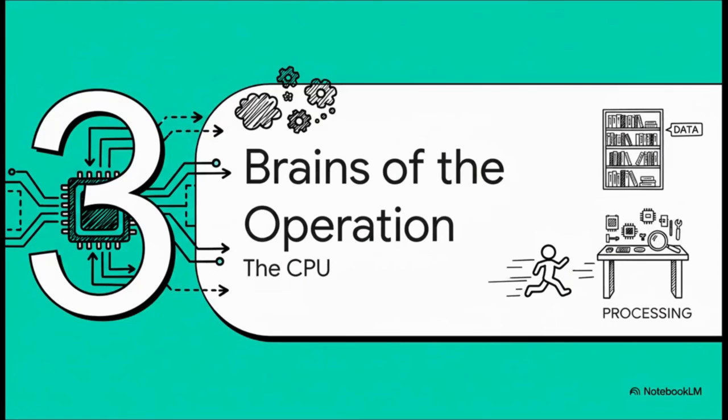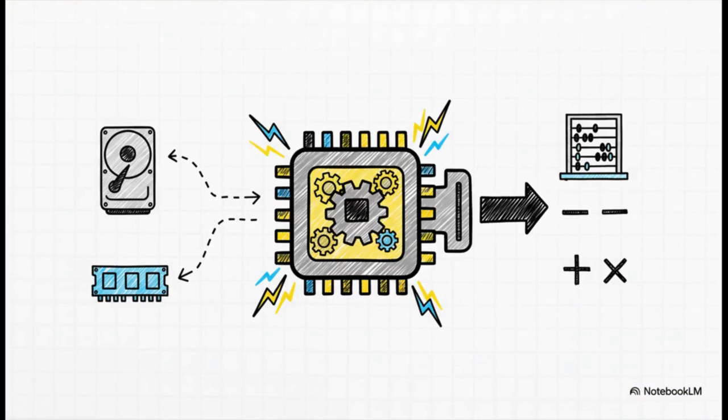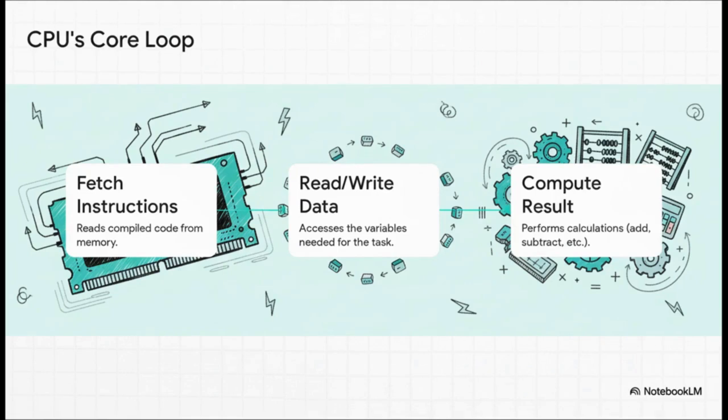So, who's the actual worker in this whole setup? You know, the one running back and forth between the library and the workbench, doing all the work? Well, let's meet the brains of the operation, the central processing unit, or the CPU. The CPU is the engine that makes everything go. It's the part of the computer that's doing the actual thinking. It can't really store much data itself, but its job is to fetch your instructions, move data around, and do all the math. It's the one in charge. And really, the CPU's entire existence just boils down to this one simple loop that it does over and over and over again. Fetch an instruction from memory, read or write the data it needs for that instruction, and then compute the result. And it does this billions of times, every single second.